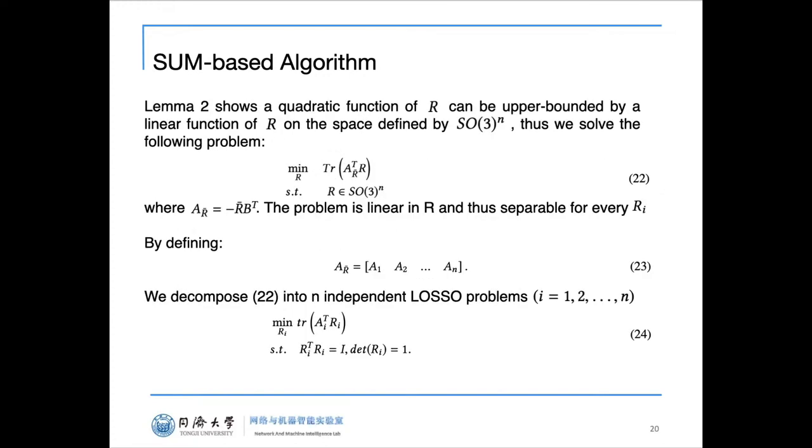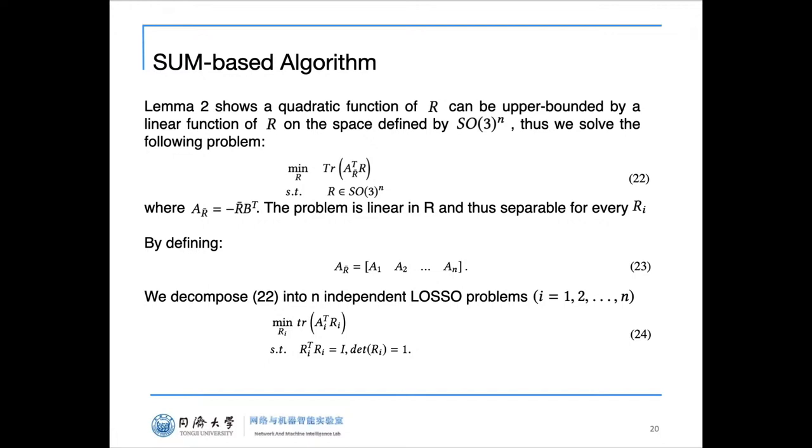Lemma 2 shows that a quadratic function of R can be upper bounded by a linear function of R. Using such a locally tight upper bound, we solve in each step of the SUM method the following problem. Note that the objective of the above problem is linear in R, and thus is separable across Ri.